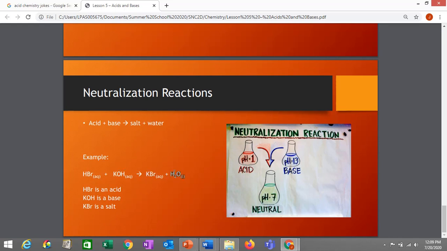So notice the double displacement that's going on here. You've got a compound here, and you've got a compound there. So the H is replacing the K, and the K is replacing the H. Let's look at the K replacing the H first, because I think that's easier to see. If the K kicks out the H, then we have KBr. If the H kicks out the K, then we have HOH. Well, what's HOH? There are two H's and one O, so that's H2O. So this really is just a double displacement reaction.